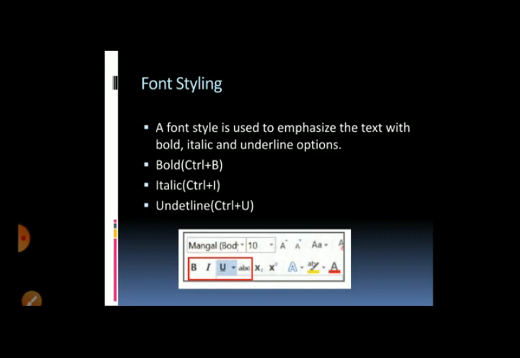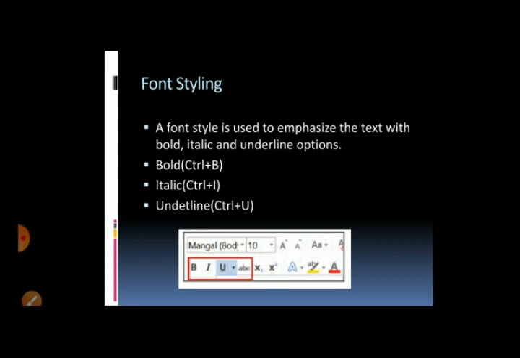Next, the second font styling method is italic. It makes the text slant to the right. Its shortcut method is Ctrl plus I, and for the second method, you have to select the desired text, and on the Home tab in the Font group click on the Italic button, as you can see in the figure.